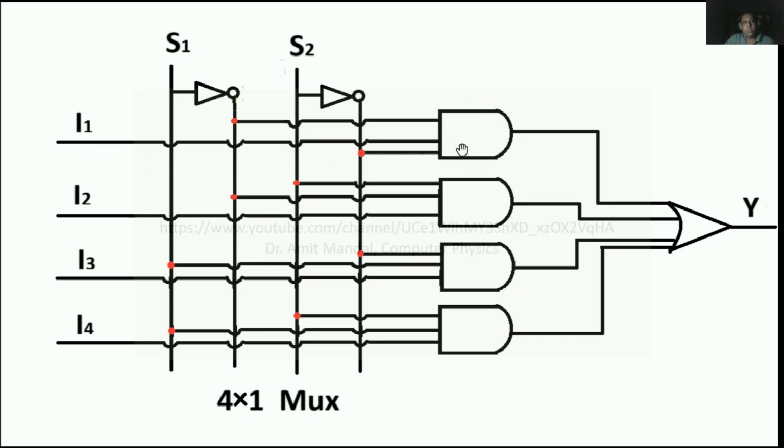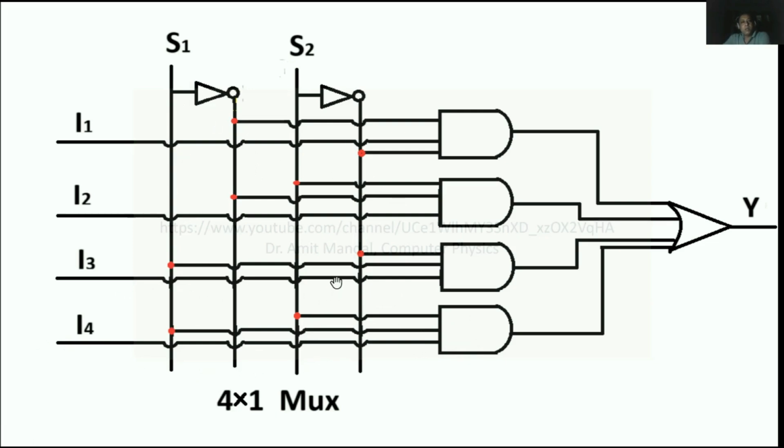one input is this I1, the other input is S2 NOT. This red dot is for connection, and the third input is S1 NOT. For the second AND gate, you can see one input line is I2, the other is this S2, and the third one is S1 NOT. Similarly, for this third AND gate, one input line is I3, one is S2 NOT, and the other is S1. And the fourth one has I4, and one is S1, and the other is S2.